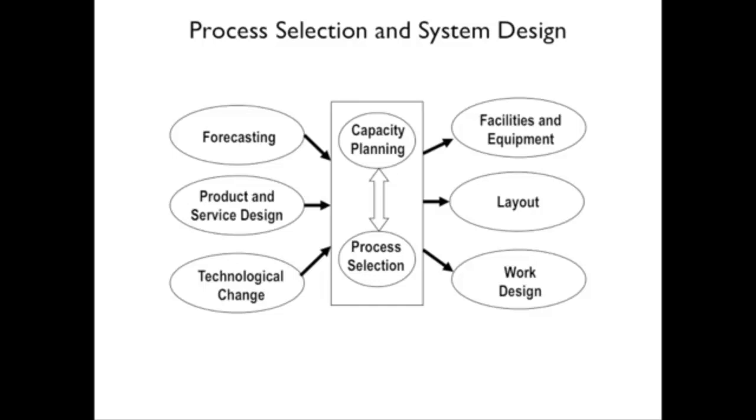Process selection and system design. So there's a lot of considerations here. You have capacity planning, and that's interrelated with process selection. So how much capacity do you need? And then you design the processes around the capacity. Going into this, you have forecasting, you have product and service design, and then technology. Technology can change things. Coming out of it you'll have facilities and equipment, you'll have a layout, and you'll have work design.